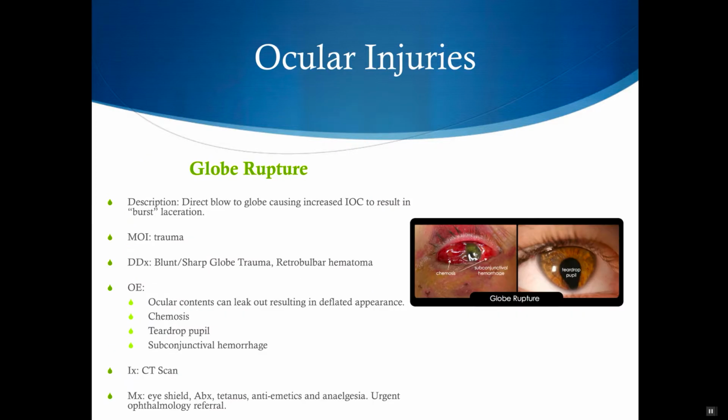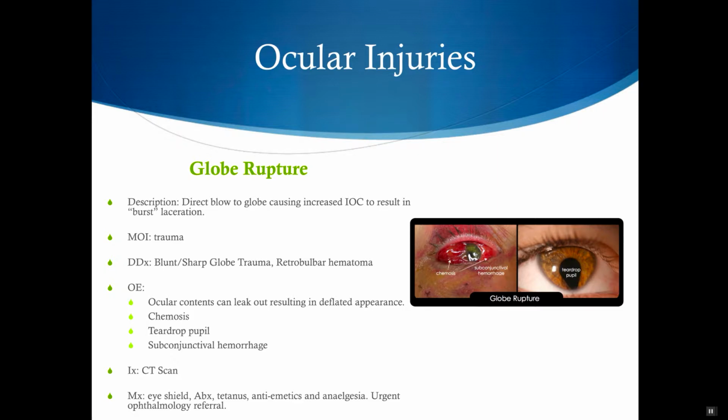Globe rupture, so this is a direct blow to the globe causing increased pressure resulting in a laceration. The ocular contents can leak out, resulting in a deflated appearance, and that leaking out can be seen as a Seidel's sign. So you'll see almost like a waterfall appearance of fluid coming out where the defect is. They'll have chemosis. They may have a teardrop pupil, a defect in the pupil as a result, and subconjunctival hemorrhage. They're going to need a CT scan. That helps for taking a look at the amount of swelling, for associated injuries, and whether or not there may in fact be a foreign body still present.